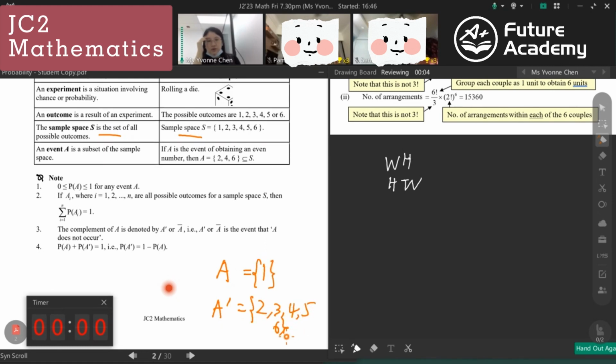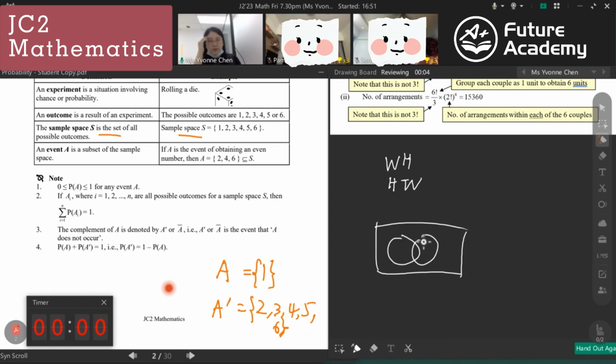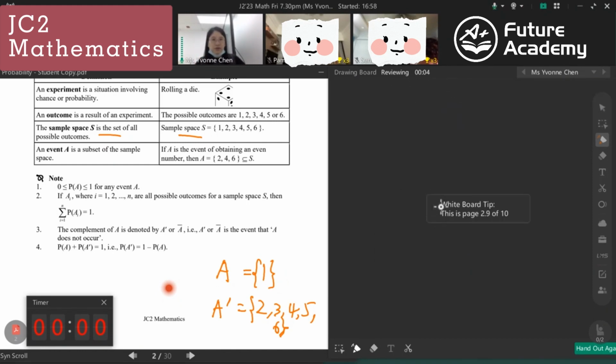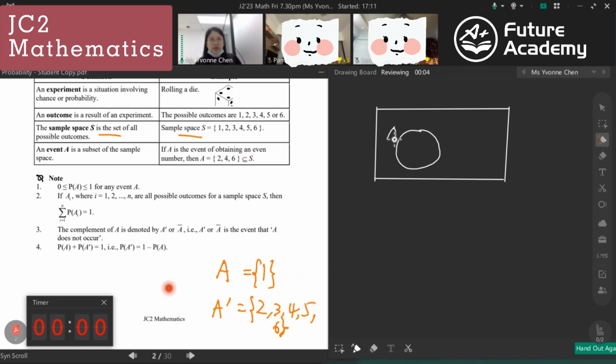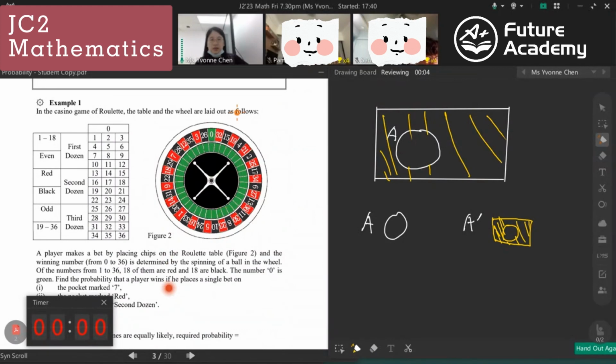I believe you still remember a little bit of the Venn diagram, which you learned in secondary school. I won't show so many circles, I give you a simplified version of the Venn diagram. So for example, inside is A. What about A complement? It is whatever is not inside A. Okay, so far? Now we look at example 1.